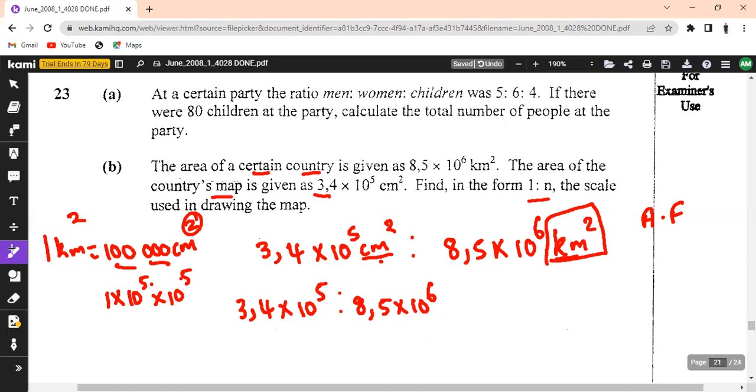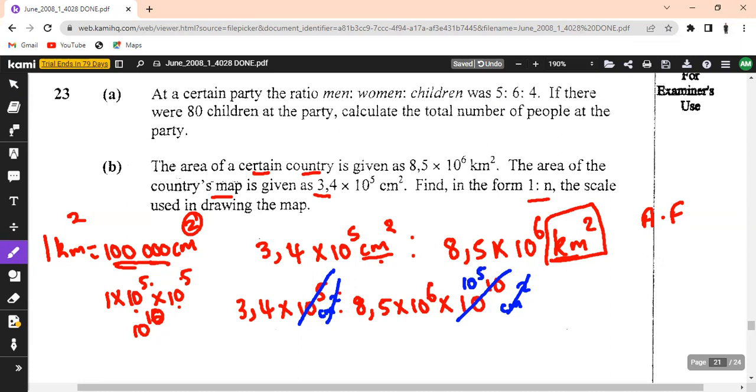So squaring 100,000 is simply multiplying it twice, which gives us 10 to the power of 5 plus 5, which is 10. So if we multiply this here by 10 to the power of 10, it means now we have the same units. We are now having square centimeters, square centimeters, so the square centimeter and square centimeter can cancel. And here I'm going to reduce the power of 5 into this here. I'm going to be left with 10 to the power of 5 here.